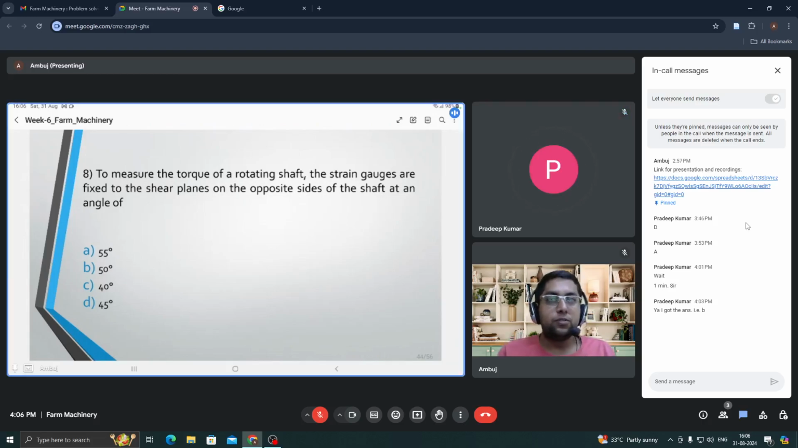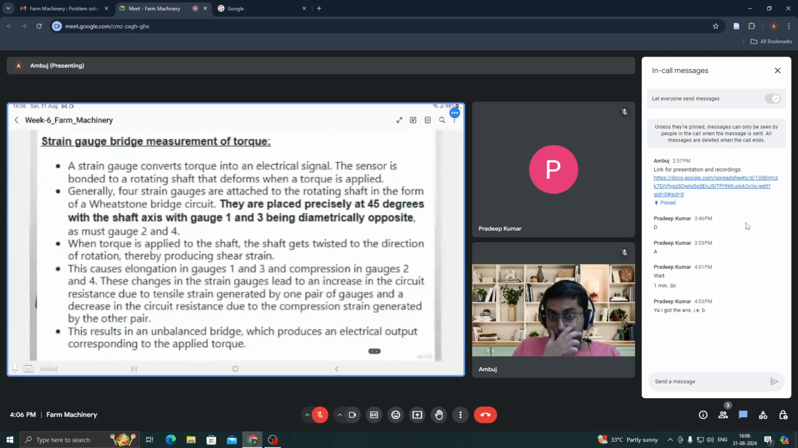Option D. Option B, 50 degree, no, it won't be correct. It would be 45 degree. Why is it so? The strain gauge, as I already told in my previous few questions, converts the torque into the electrical signal.